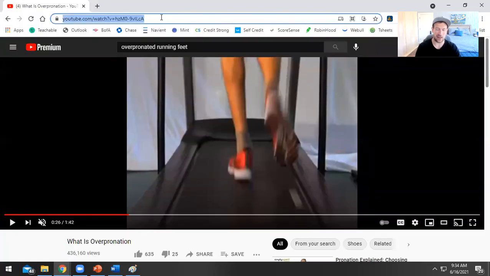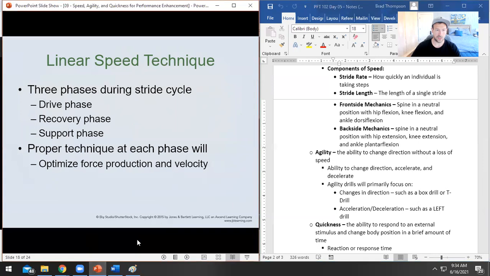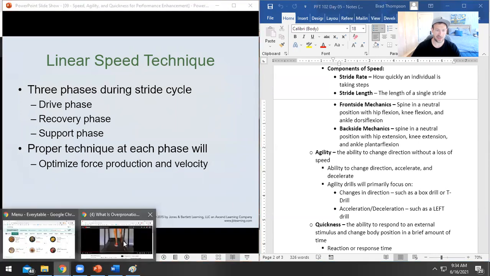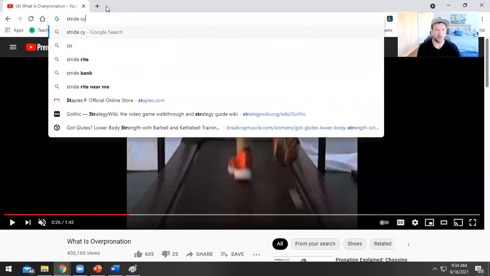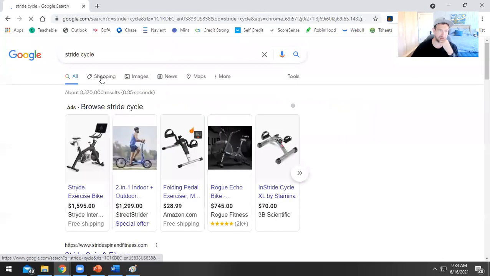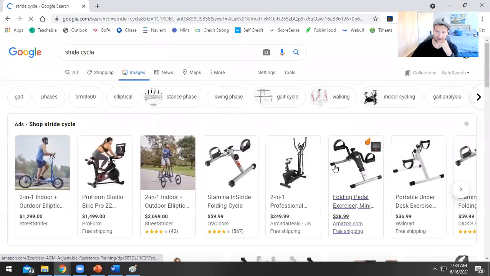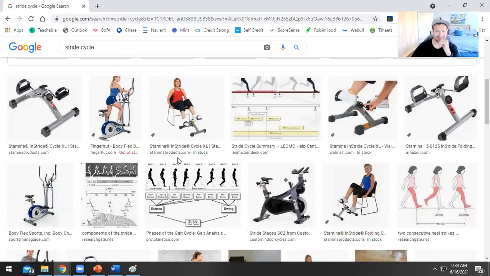So when we look at a stride cycle, can I get a good picture of this? I'm gonna get dumb internet stuff. Okay, no, I got half of it. That'll work.